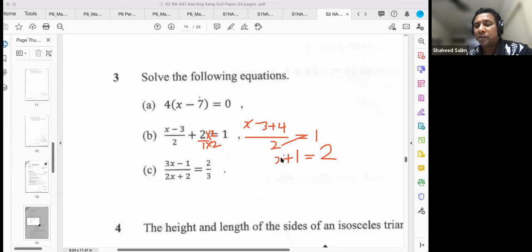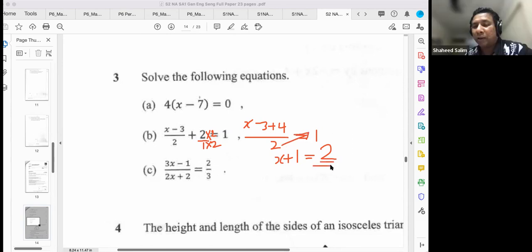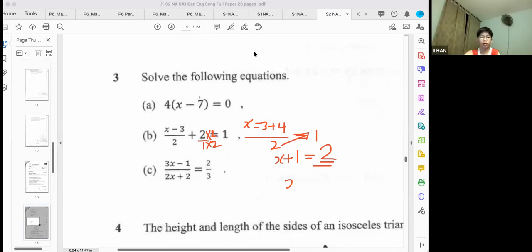Are you confused? 2 times 1 is 2, cross multiply. X minus 3 plus 4. 4 minus 3 is 1, x plus 1. X plus 1 equals to 2. X equals 2 minus 1 equals 1. Okay, that is method number 1.